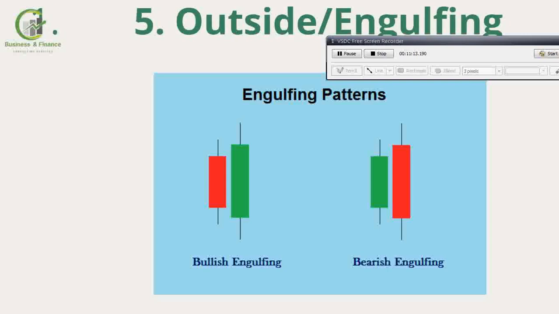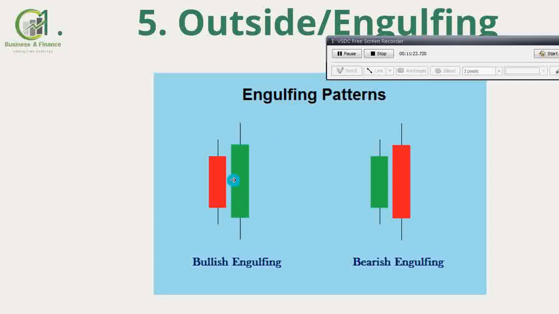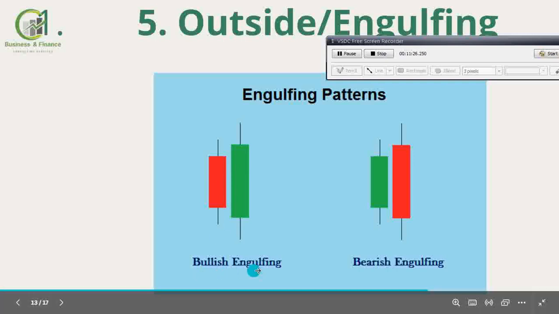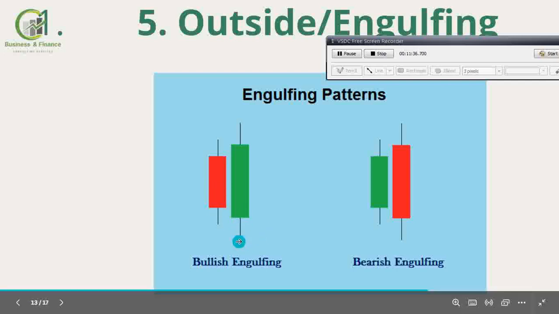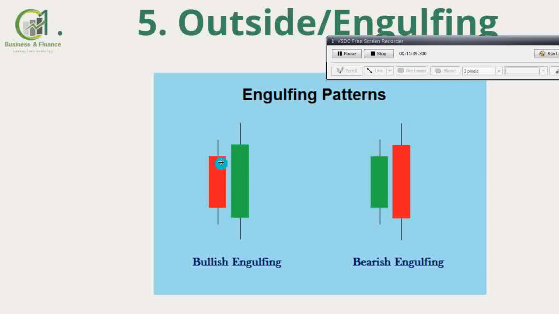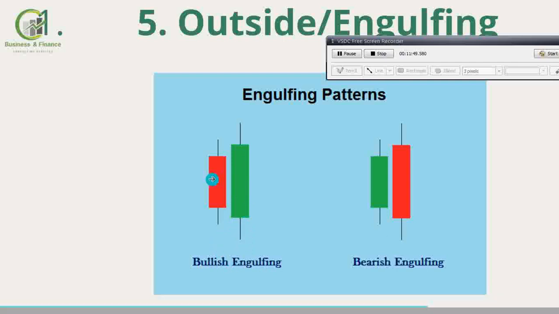Now the fifth and final candlestick we are going to discuss is the outside or engulfing candlestick pattern. Engulfing means totally covering the previous candle. In the bullish case, first there should be a small red candle, and then a green candle should cover all that red candle. We call it bullish engulfing, which indicates that the trend will be reversing from bearish to bullish.